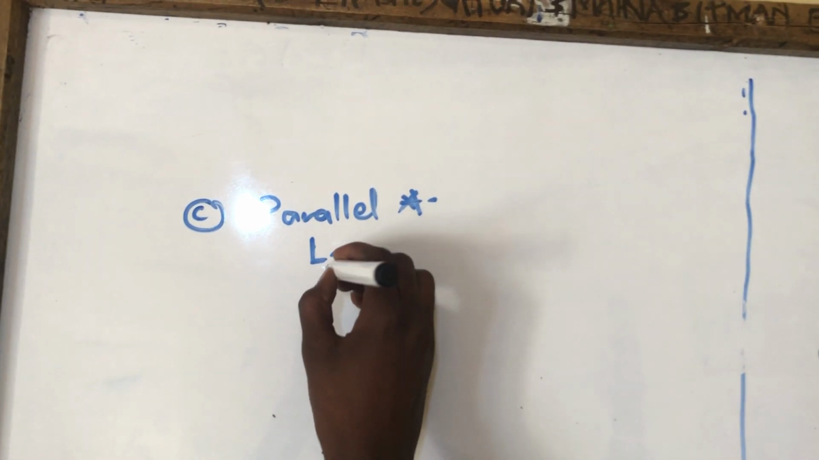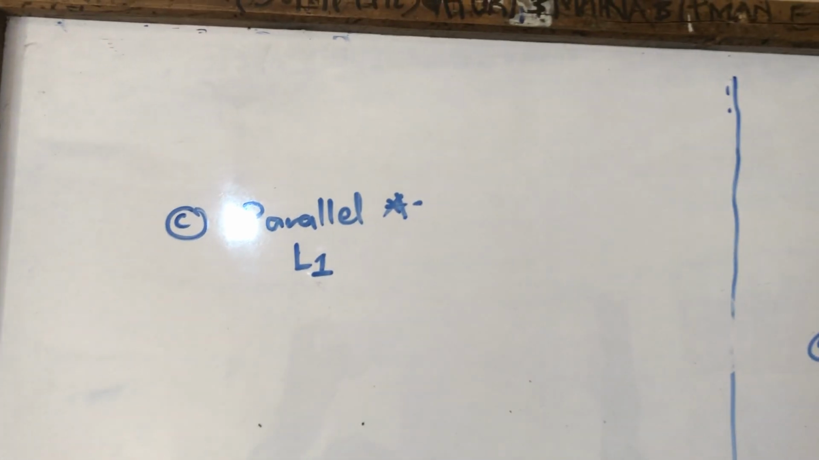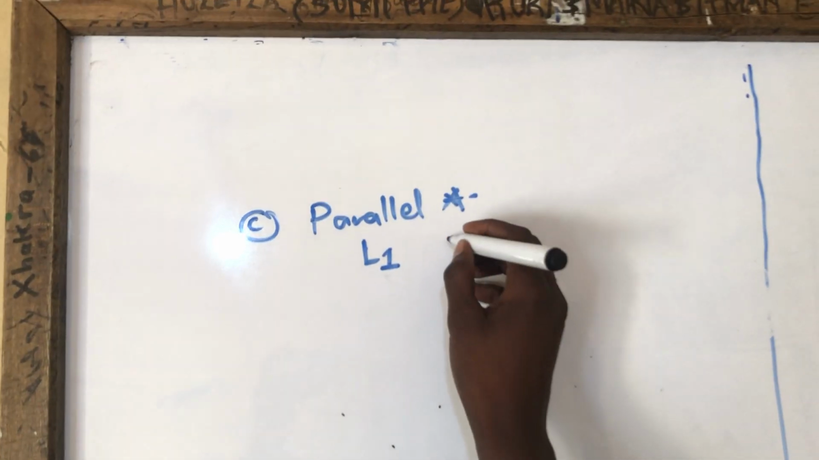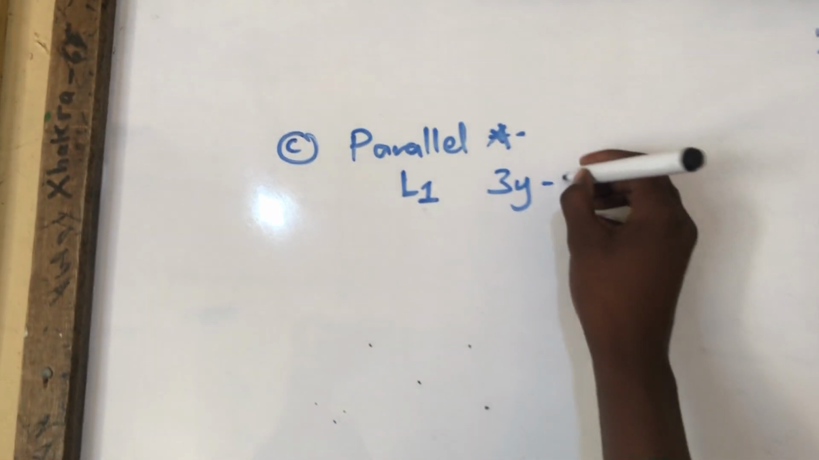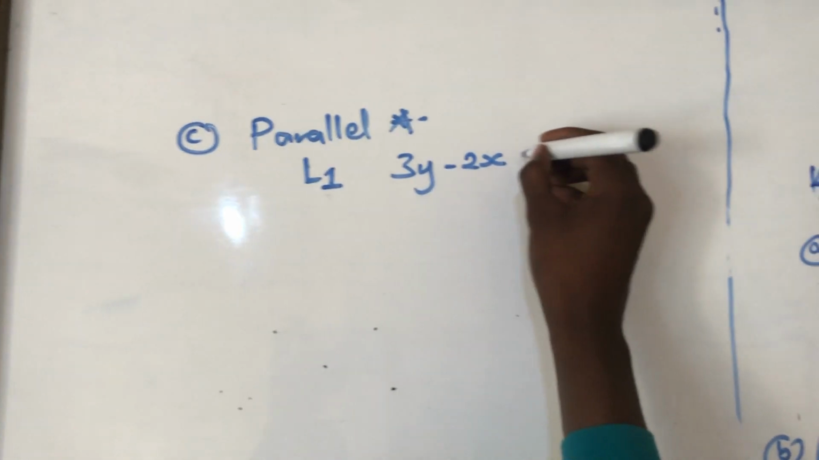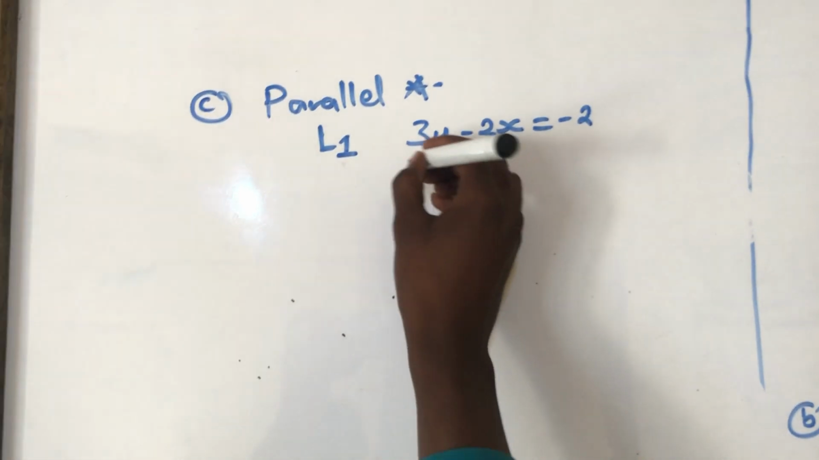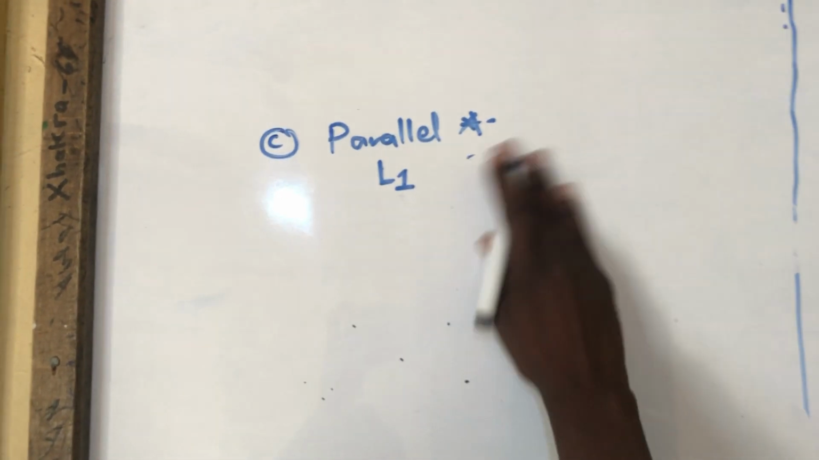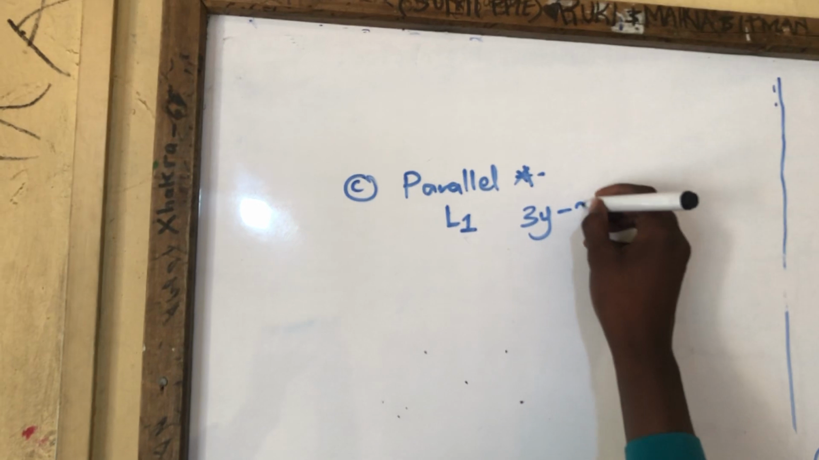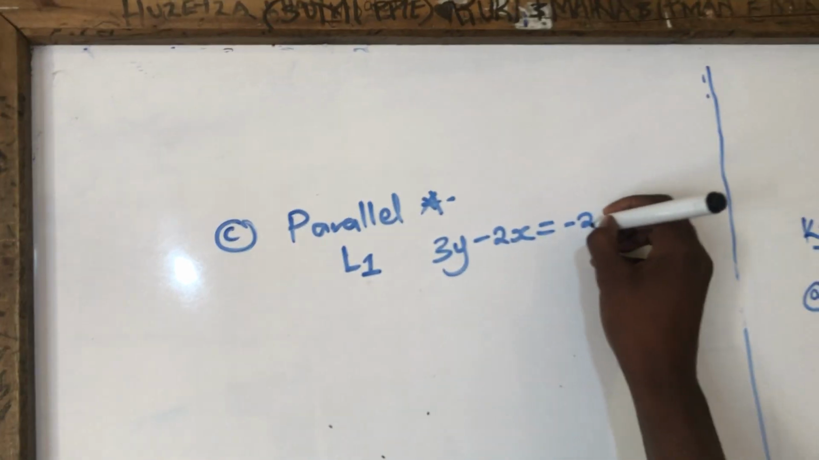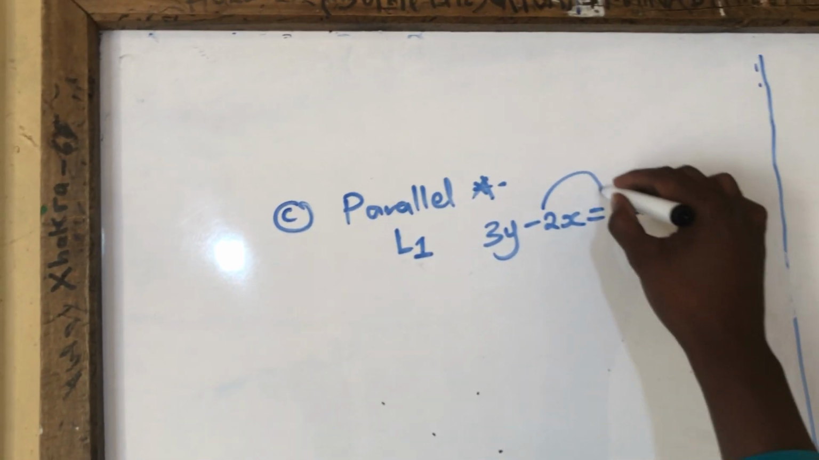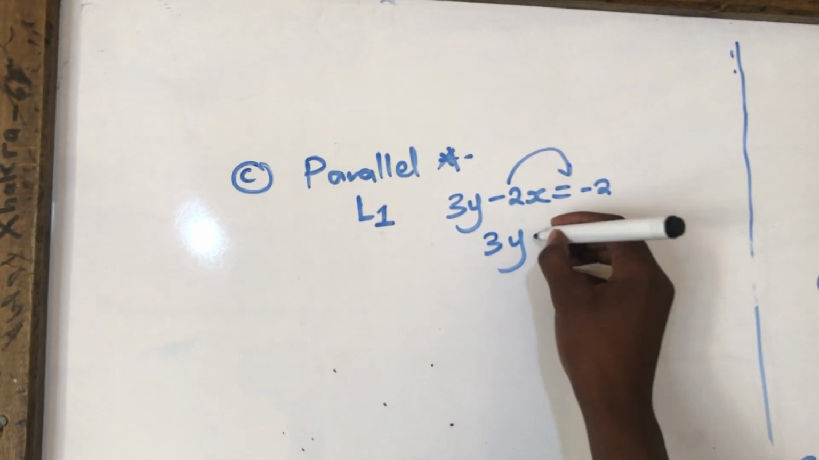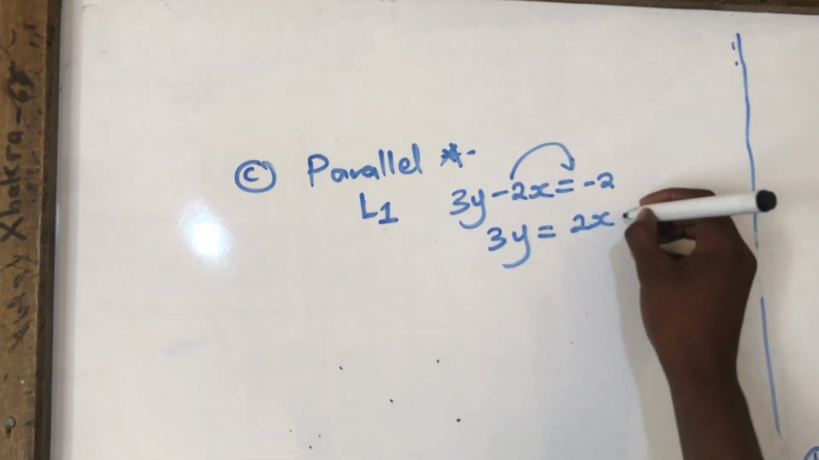Let's start with line L1. What is our line L1? This will be our line L1, whose equation is 3y minus 2x equals negative 2. Before that's done, sorry: 3y minus 2x equals negative 2. Let's carry the 2x to the other side of the equal sign first. We will have 3y equals 2x minus 2.